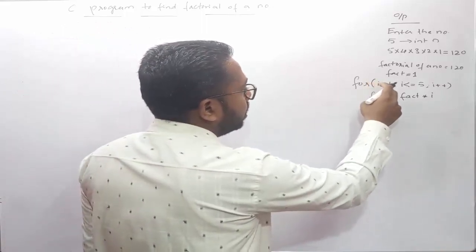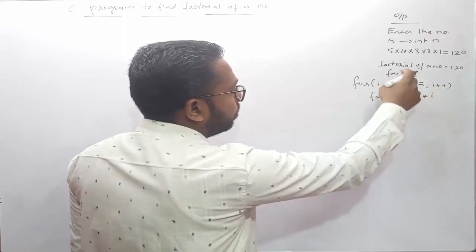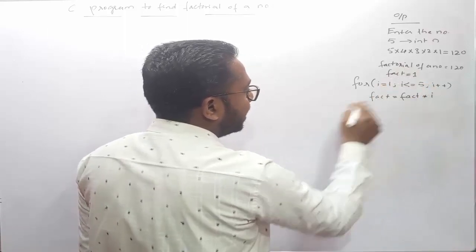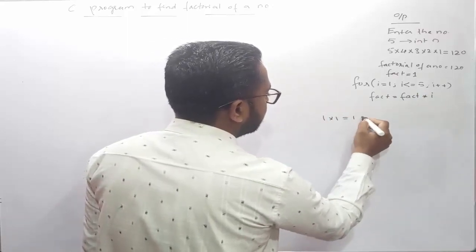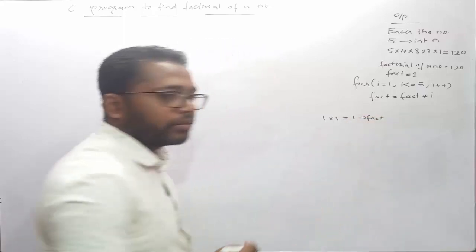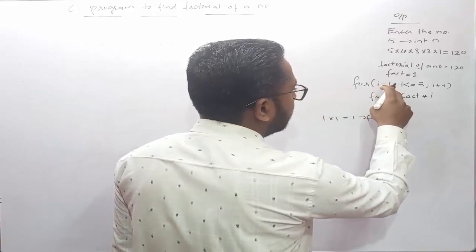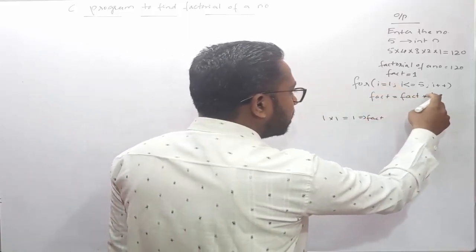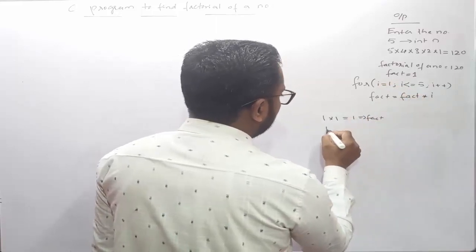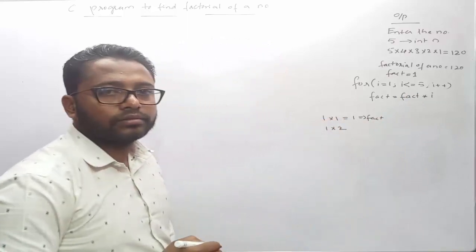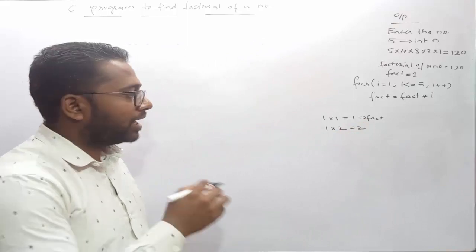Initially when the i value was 1, that i value will come here and get multiplied with the value of fact, which is 1. 1 into 1, I will get 1 as an output. Now fact stores 1. Then again the value of i gets incremented by 1 and i value becomes 2. Now 2 into the value of fact, which is 1. 1 into 2, and I will get 2. Now fact stores the value 2.